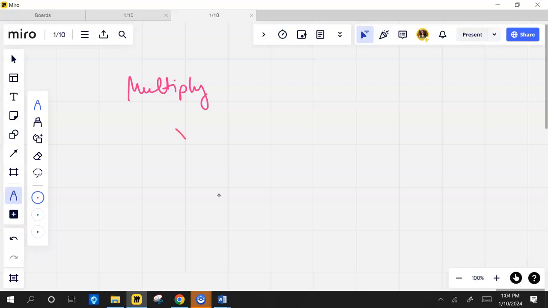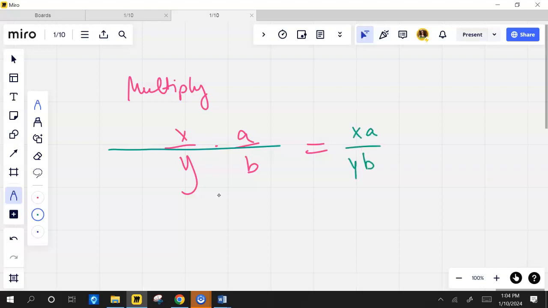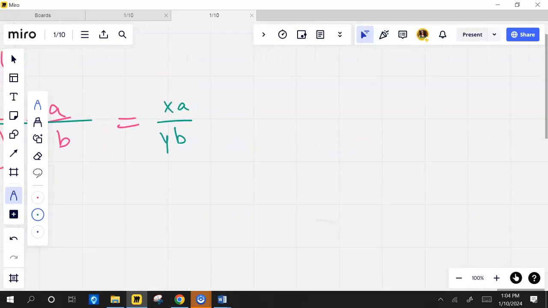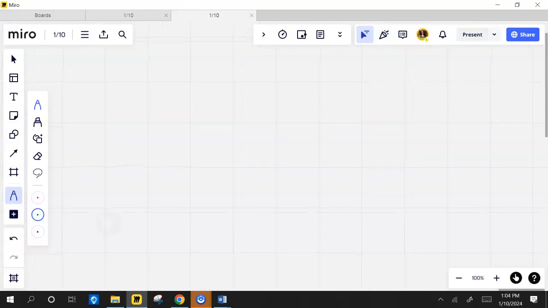If I have x over y times a over b, then I always tell my kids I'm lazy. Really, that's xa over yb, right? Because that's how I multiply fractions. Top times top, bottom times bottom. I'm going to do the same thing with rationals, and then I'm going to try to cancel them out and simplify it. So let me show you what I'm talking about. Y'all ready? This is when it gets good.